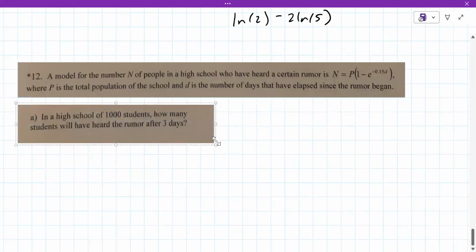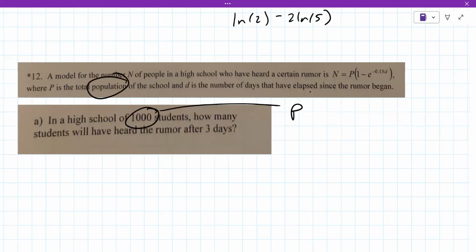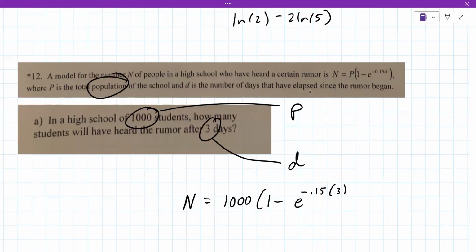All right, a model for the number of people in high school who have heard a certain rumor is n equals p times (1 minus e to the minus 0.15d), where p is the total population of the school and d is the number of days that have elapsed since the rumor began. In a high school of 1,000 students, so that's p. P is the population, right? It says how many people are in there. And then 3 is the value of d. So they're asking to find n equals 1,000 times (1 minus e to the minus 0.15 times 3).